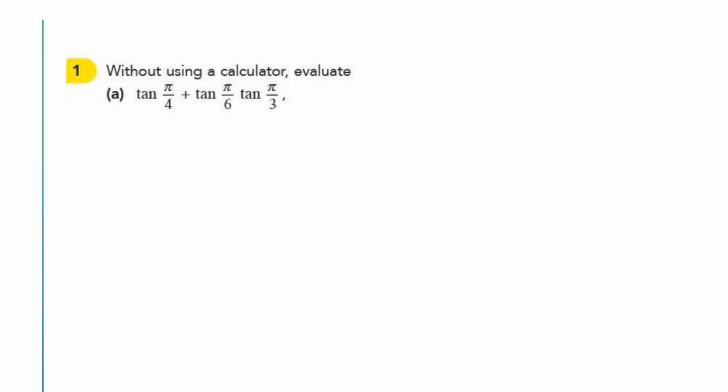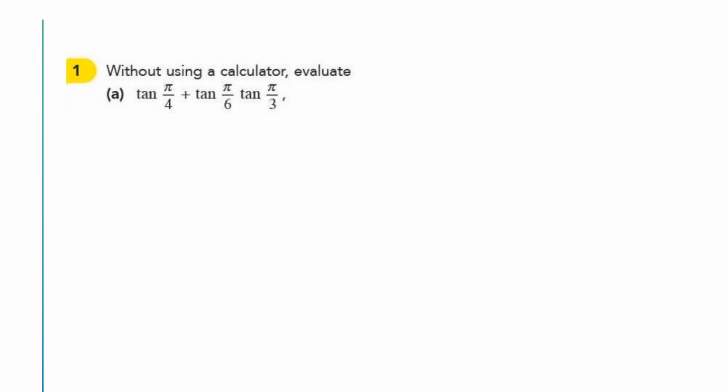Alright, let's put what we have learned into practice. Let's look at question 1. Without using a calculator, we're supposed to evaluate tangent pi over 4 plus tangent pi over 6 times tangent pi over 3. So there are two things here. When you say without using the calculator, it means you have to show your working, meaning you're not supposed to just give me one answer, right? You have to show your working.